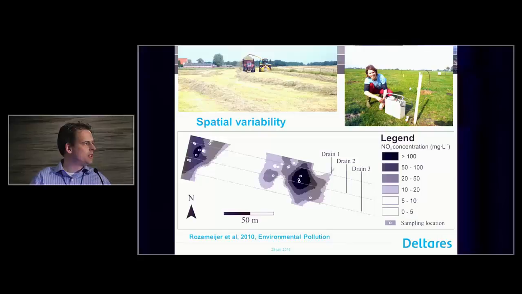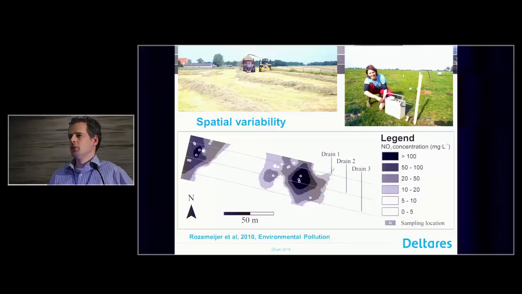I've seen fields, this is an example, where the spatial variability in the concentrations in upper groundwater is quite large. Here it's a 1 hectare field, and as you see, it's flat, it's managed the same over the entire field, so there was no obvious reason for differences, but we found concentrations from 0 up to 200 milligrams per liter nitrate. And we had to do 61 samples in this 1 hectare field to get that picture.